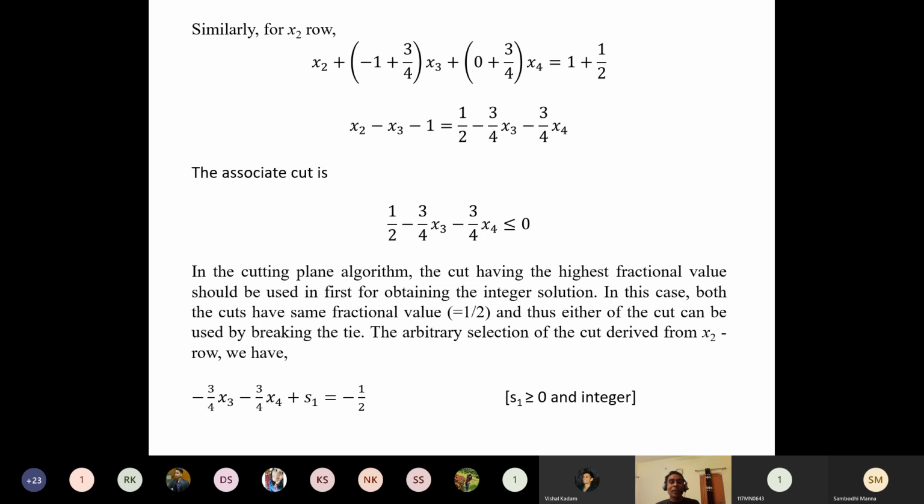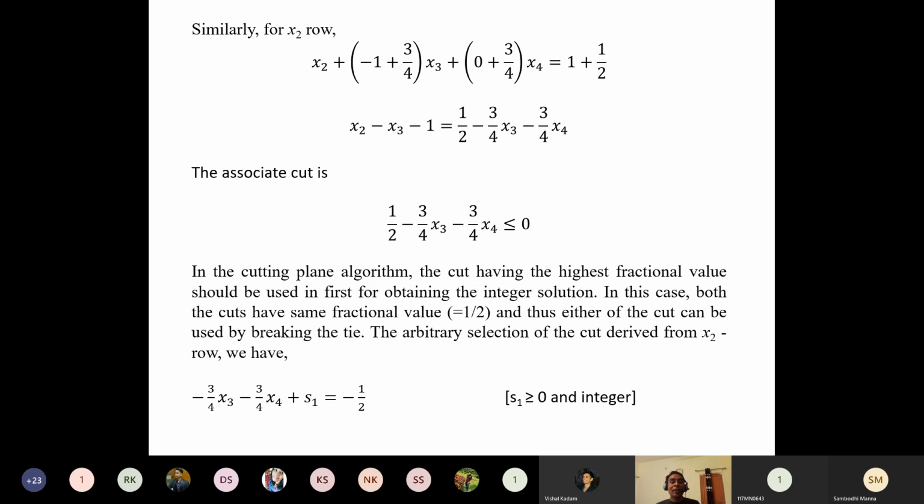Here, since both cuts have the same fractional value, we have chosen the x2 row cutting plane, which is minus 3/4 x3 minus 3/4 x4 plus s1, where s1 is a slack variable to make it an equality constraint. This slack variable should also be greater than or equal to 0 and an integer. So this is how we get this plane.